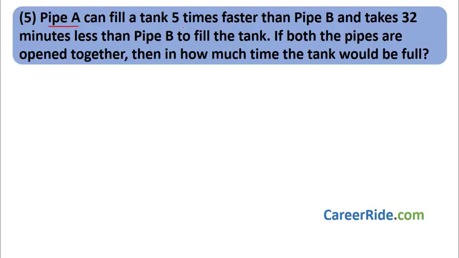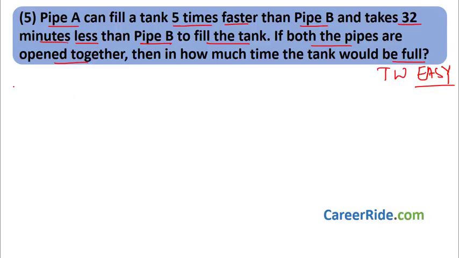Pipe A can fill a tank 5 times faster than pipe B and takes 32 minutes less than pipe B to fill the tank. If both the pipes are opened together, then in how much time will the tank be full? Now a similar kind of sum we have seen in time and work. Again, let's see over here how to solve these kinds of sums. These are very easy, there is nothing to it, just common sense is needed, right?